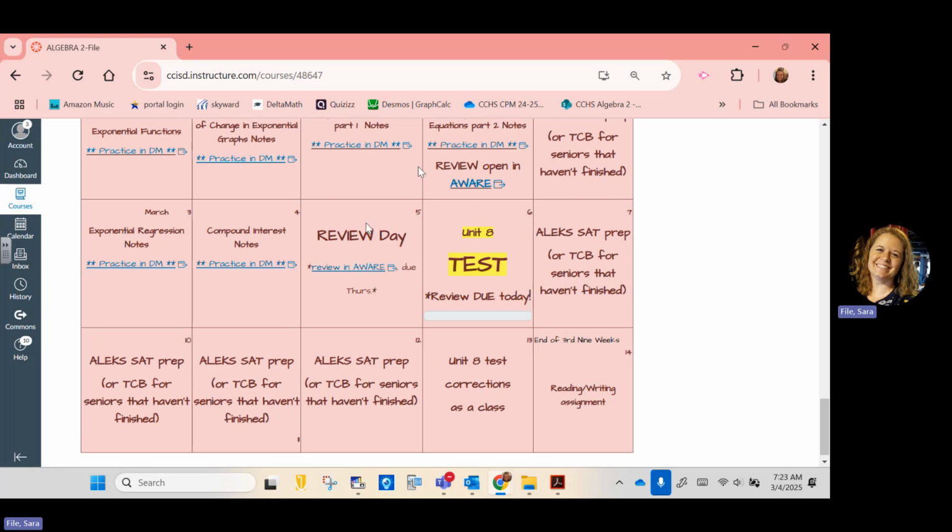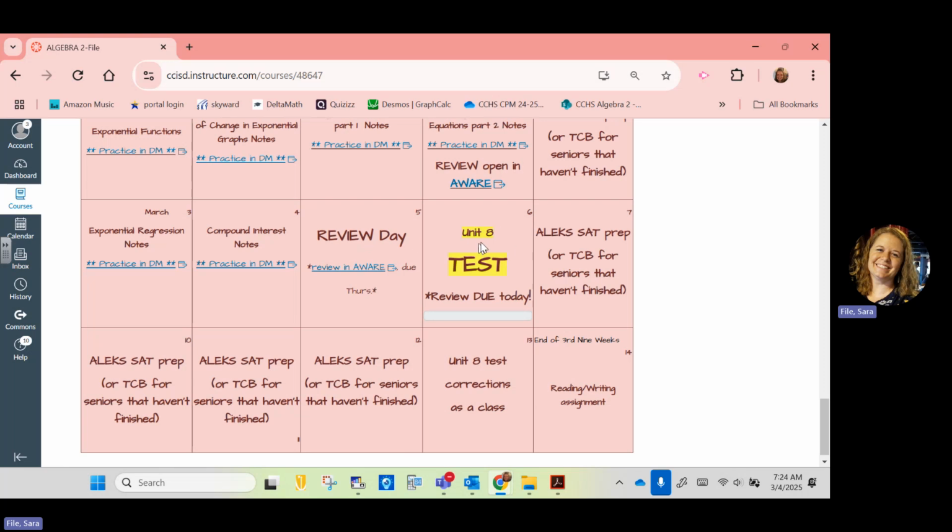Remember, the review has been open in ALEKS since last Thursday. I really hope you've gotten started on it. Speaking of reviews, when you go into ALEKS on tests available, if you still see a Unit 6 or Unit 7 review, you may still do those. I would not do them before the Unit 8 test. I would focus on the Unit 8 review.